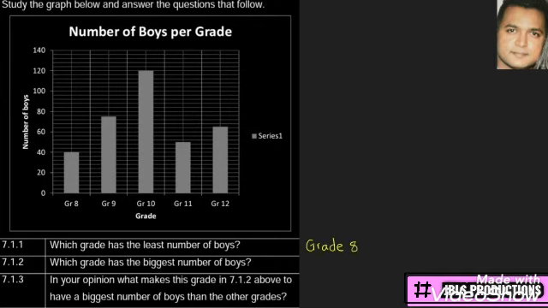Which grade has the biggest number of boys? We can clearly see it's grade 10. And in your opinion, what makes this grade in 7.1.2 above have the biggest number of boys compared to the other grades? One of the most common things we can mention is the failure rate that could have taken place, and obviously the numbers could be quite big, and therefore the number of boys is quite large in this grade here.